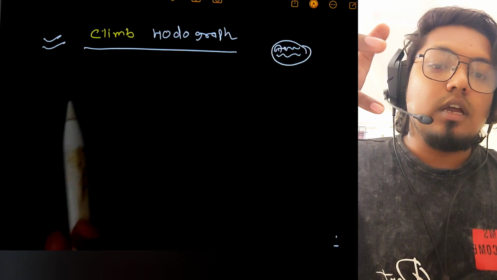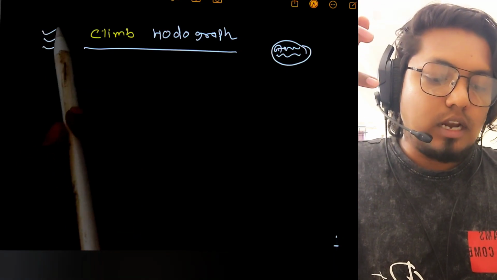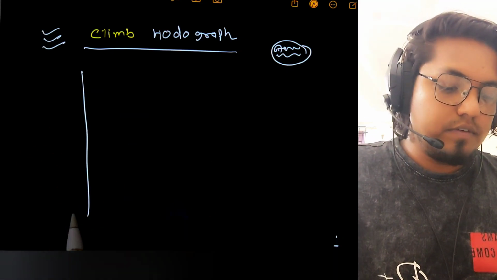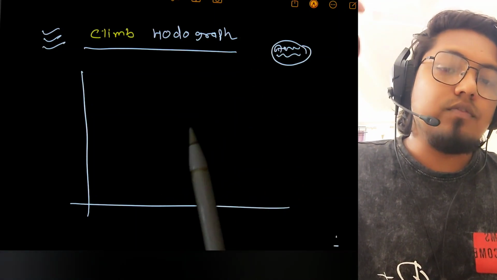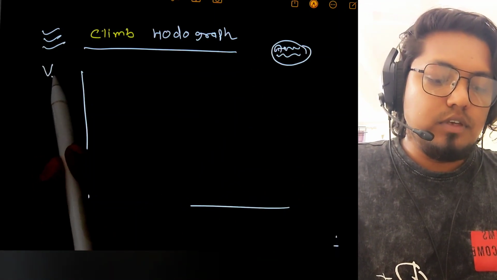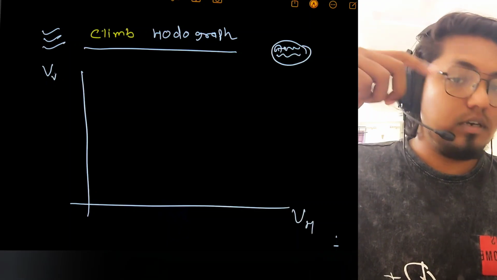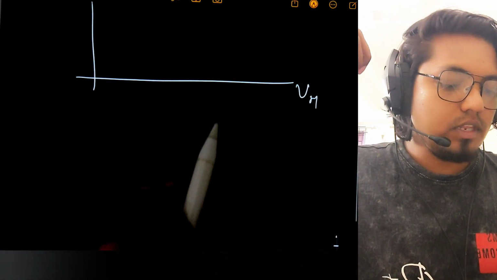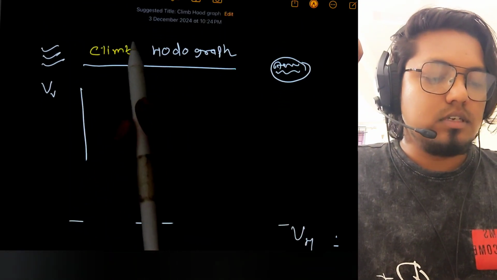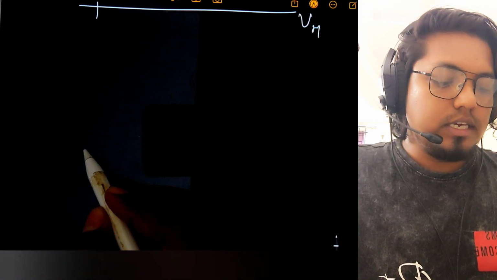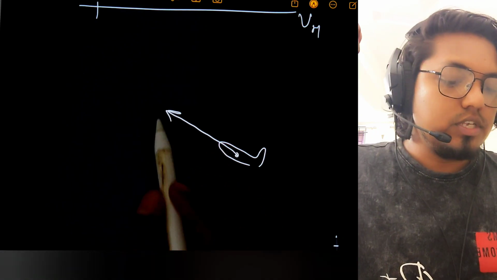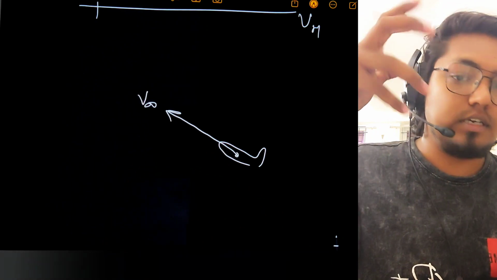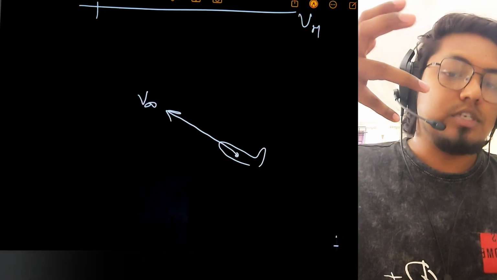So climb hodograph is a graphical method where we discuss, suppose these two axes I am taking. This graph we plot between V vertical and V horizontal. What do I mean? Imagine, because the name is climb and you understand the meaning of climb, suppose there is an aircraft flying in this direction. It will be flying with a particular speed V infinity, correct? That is the free stream velocity, or speed.